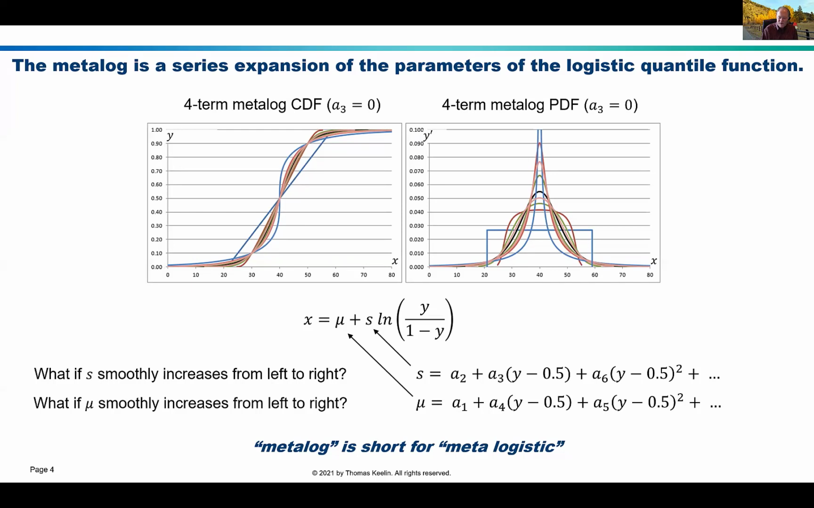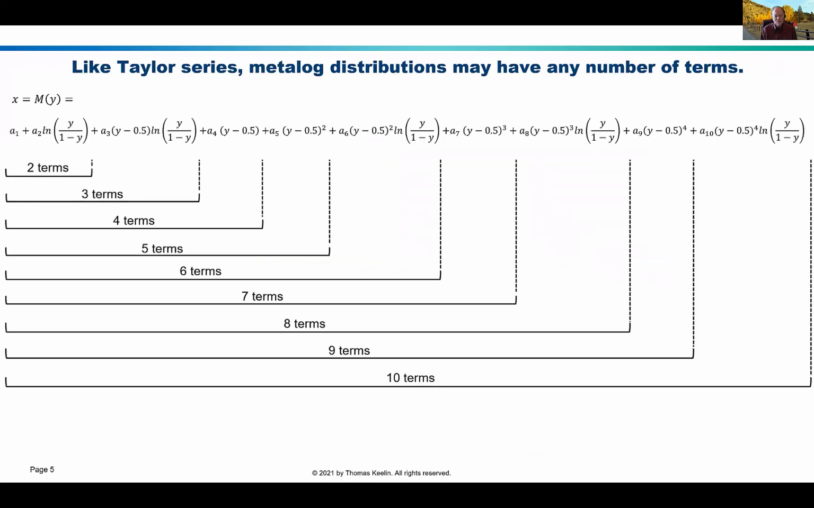Metalog is short for metalogistic, meaning a generalized form of the logistic distribution. If we just simply plug in mu and S from these equations, we end up with as many terms as we want in a Metalog distribution. And like a Taylor series, it can have any number of terms. You can see the 2-term Metalog quantile function all the way up through the 10-term Metalog quantile function on this graph.